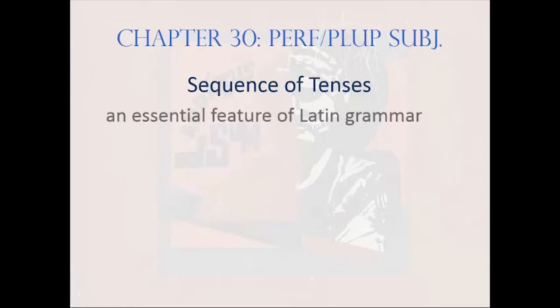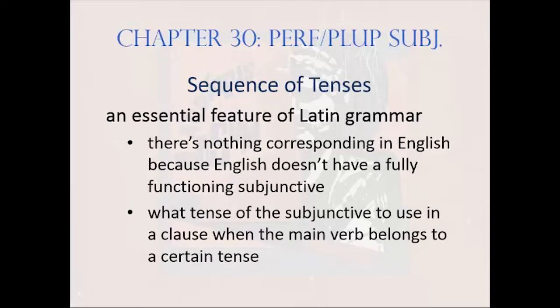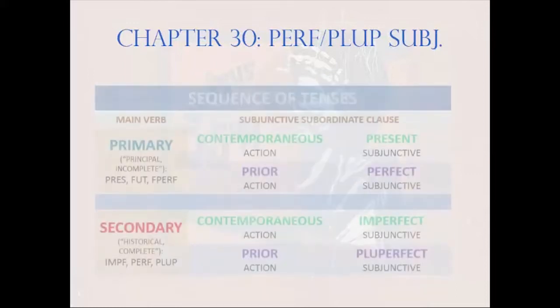The final aspect of grammar Wheelock presents in this chapter is a phenomenon called sequence of tenses. It's something essential to Latin, but has no counterpart in English, mainly because we've all but lost our subjunctive. Sequence of tenses has to do with what tense of the subjunctive is used in certain types of clauses when the main verb is a particular tense. Thus, sequence of tenses, meaning the way the tense of the main verb affects the tense of a subjunctive verb in a dependent clause. Here's a chart.